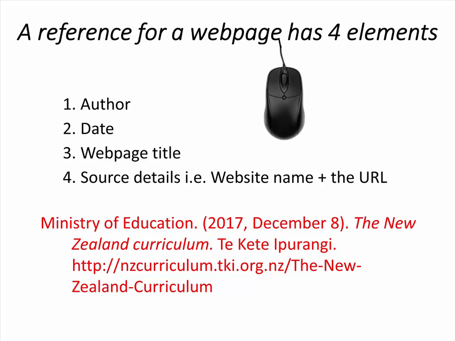The source details include the website name, followed by the URL, which is the web address that locates the page. If the website name and the author are the same, omit the website name, as you do not need to mention it twice. You do not include the date you retrieved the web page. That only happens when the content is likely to change, for example with wikis.